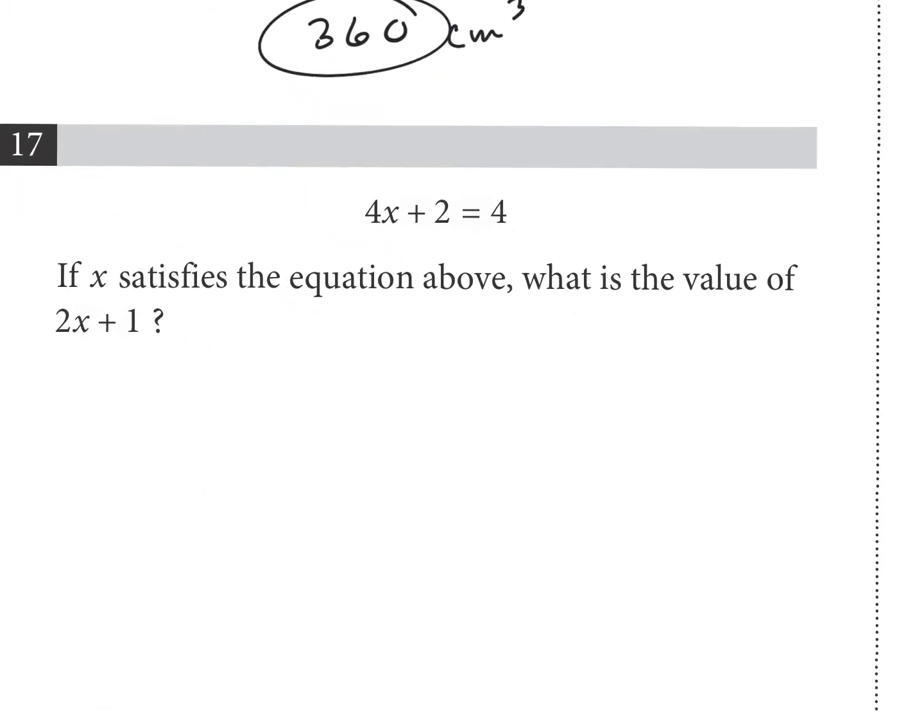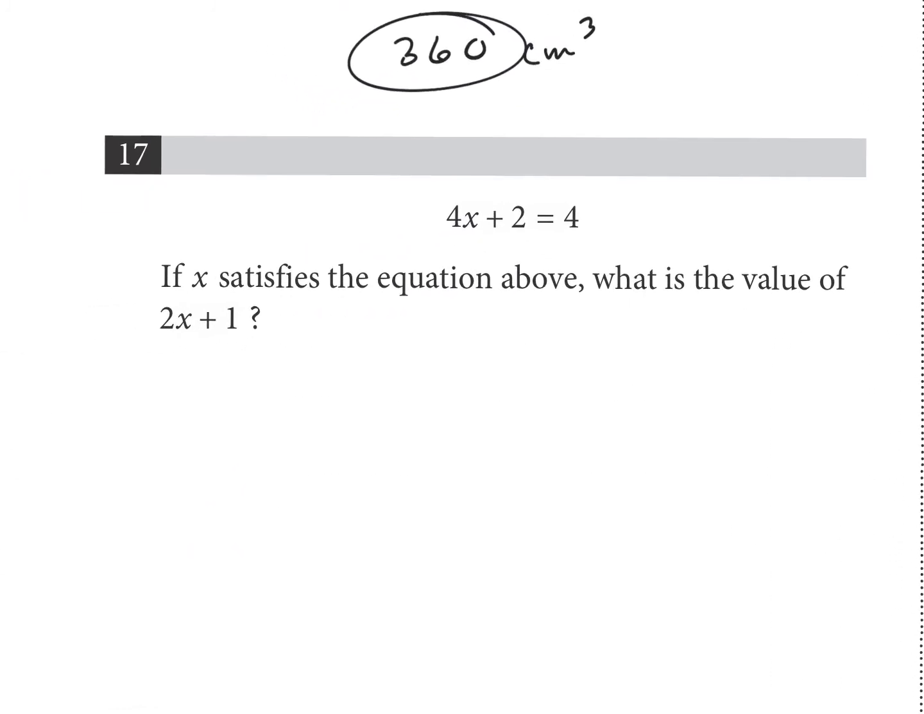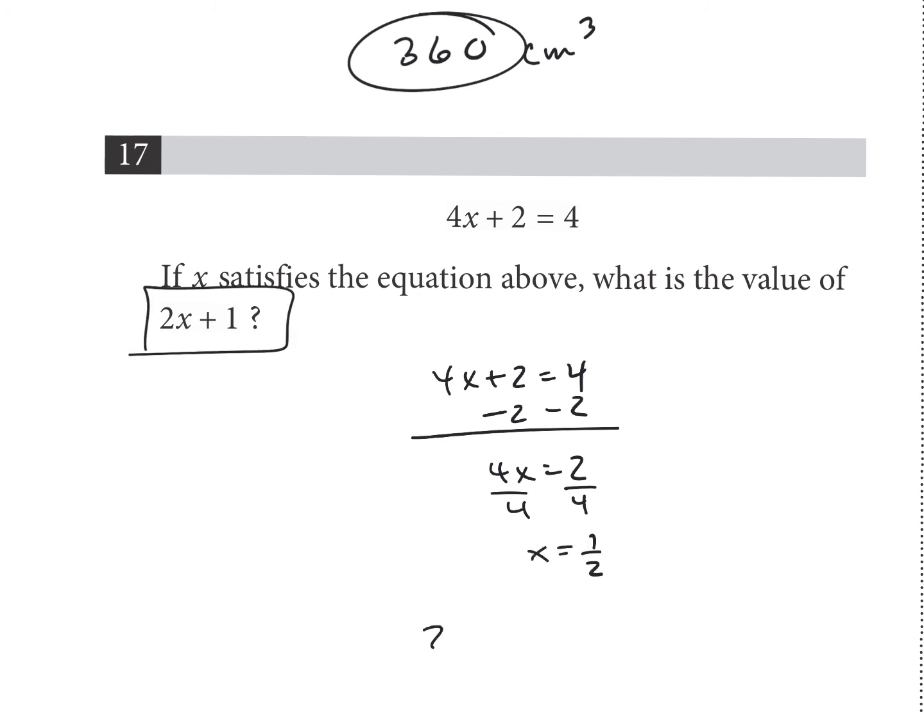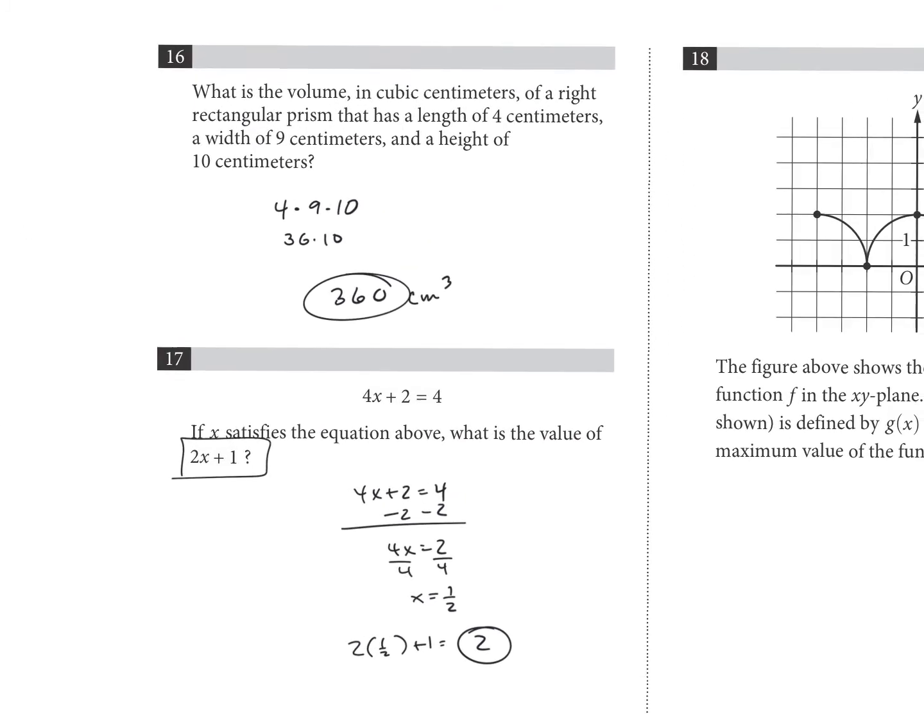All right, number 17, 4x plus 2 equals 4. If x satisfies the equation above, what's the value of 2x plus 1? So again, we haven't seen this. This one typically shows up on multiple choice, but on the grid-in, this should be pretty doable. So solve for x, but the question wasn't what is x. So don't bubble in a half. The question is what is 2x plus 1 equal? So 2 times a half plus 1 is going to be 2. So the answer to 17 is 2.